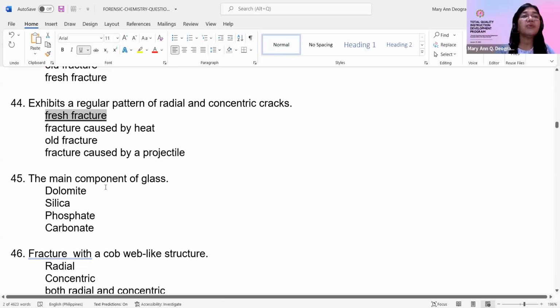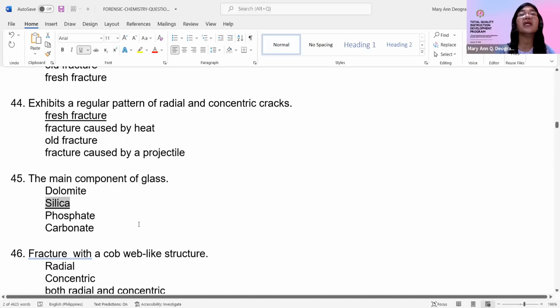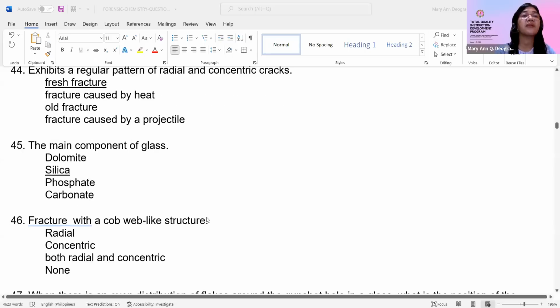Okay, how about number 45? Ano sagot? The main component of glass. Letter? Okay, silica. Yes, letter B. Or minsan, baka mamaya makita nyo sa choices natin is silicon dioxide. They just mean the same thing, ha? Pag silicon dioxide na nakita nyo, yun yung sagot.